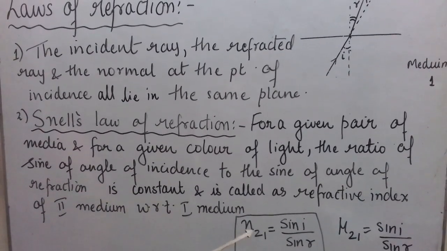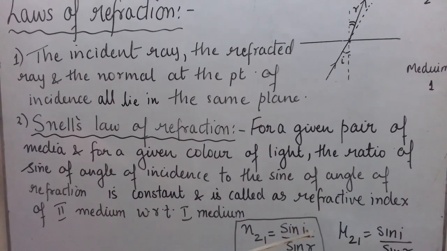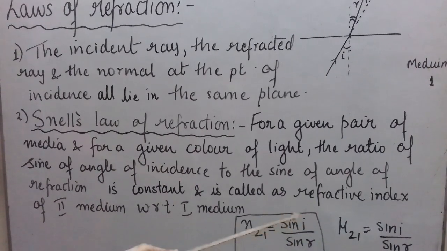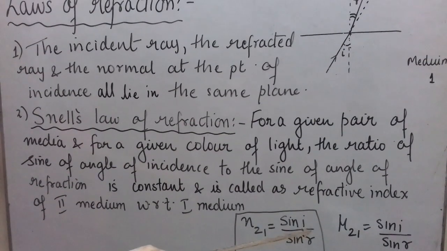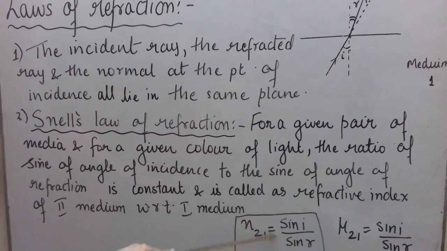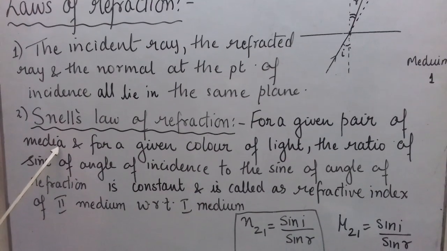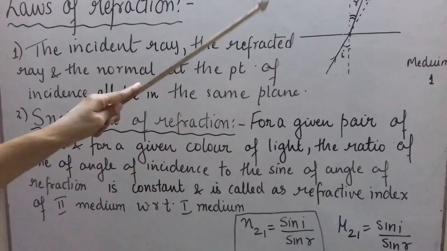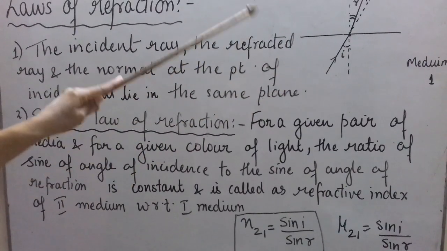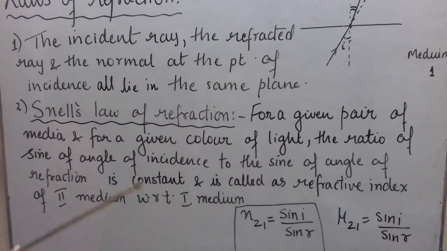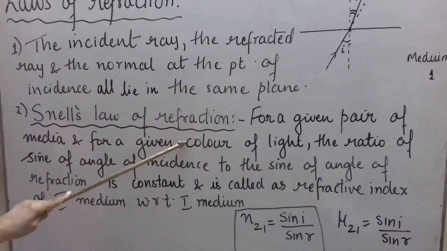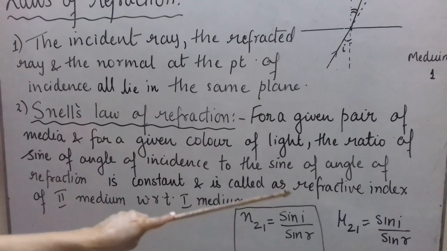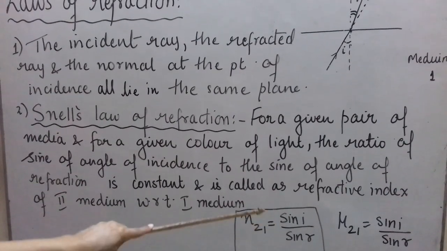In some books, instead of N, you will find this symbol mu. Mu21 is sin I upon sin R. Here mu21 represents the same thing: refractive index of second medium with respect to first medium. Remember that this ratio is constant when the given pair of media is not changed. It means if medium 1 is air and medium 2 is water, then air and water should not change. They should not be interchanged also. And for a given color of light, let us say color of light is red, then this ratio will remain constant even when you change I. R will change but the ratio will remain constant.